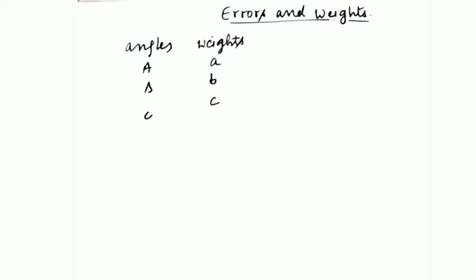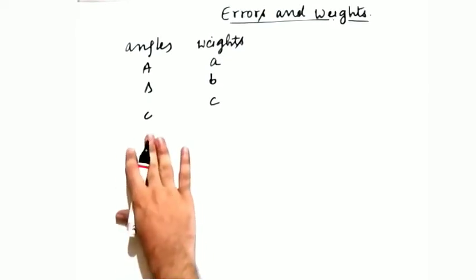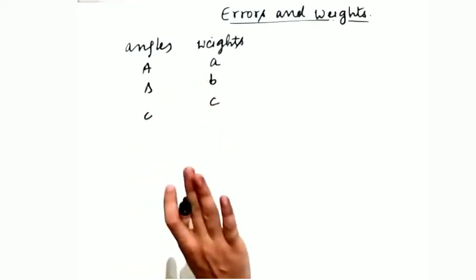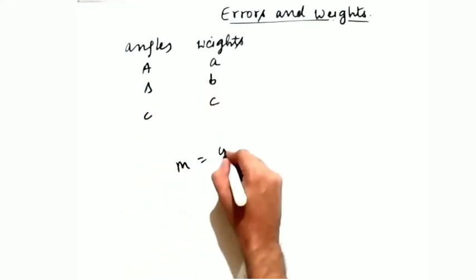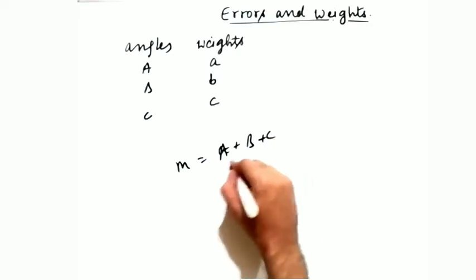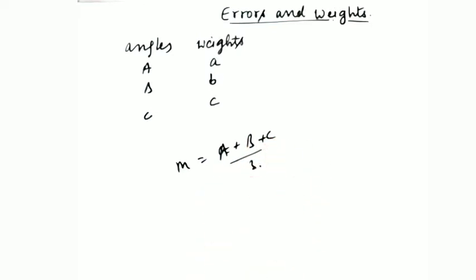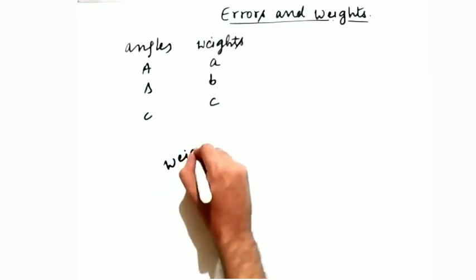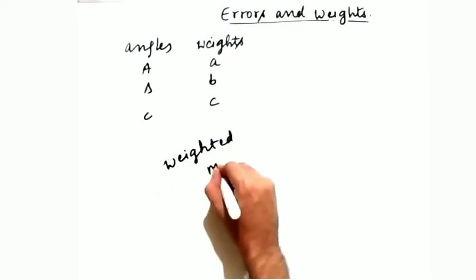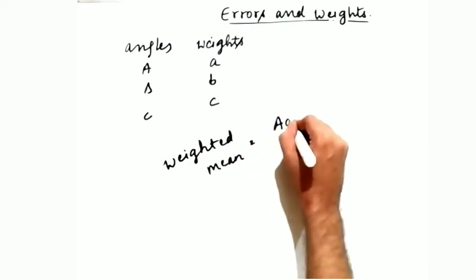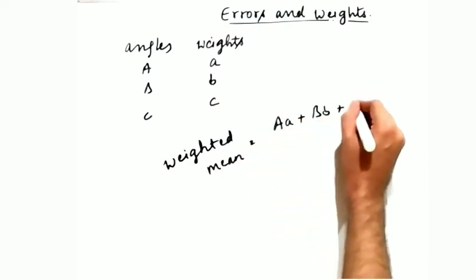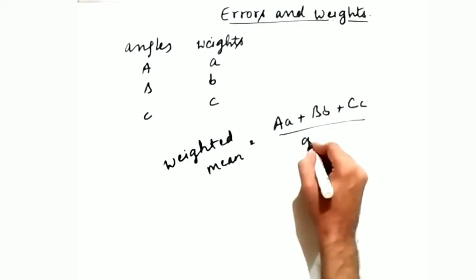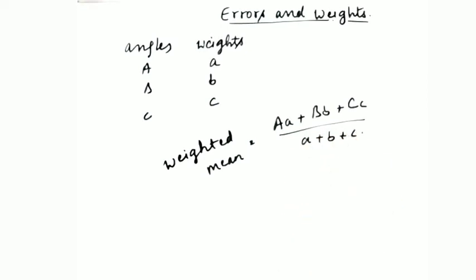Now if I ask you what is the mean of these observations, if the weight would not have been given, you would have calculated the mean as a plus b plus c divided by 3. Now since these quantities are not similar quantities, they have some recognizable weight. So you have to calculate the mean as, it will be called the weighted mean. The weighted mean will be equal to a times a, b times b and c times c divided by a plus b plus c. So this is the weighted mean.